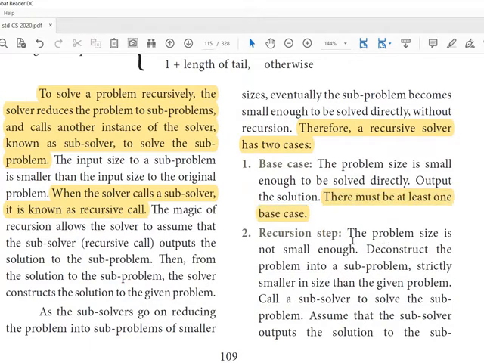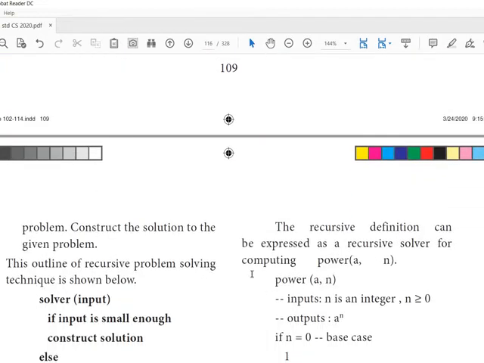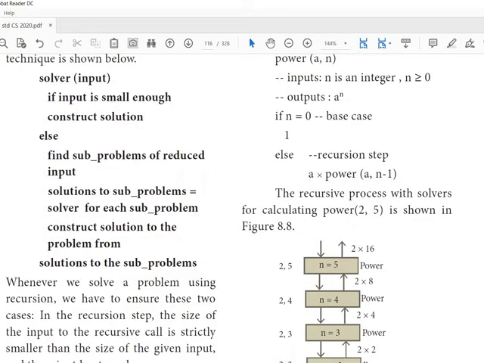Next, the recursion step. The problem size is not small enough. Deconstruct the problem into sub-problems strictly smaller in size than the given problem. Call the subsolver to solve the sub-problem. Assume that the subsolver outputs the solution to the sub-problem. Construct the solution of the given problem. A big solver has a sub-solver and its solution, and another subsolver and its solution. Likewise, it is going to be executed.